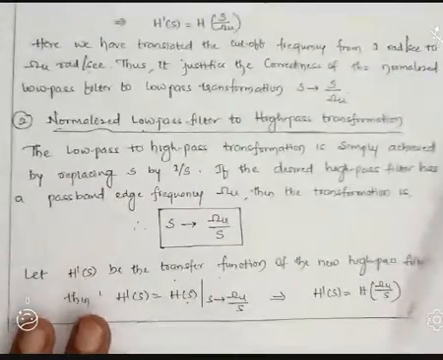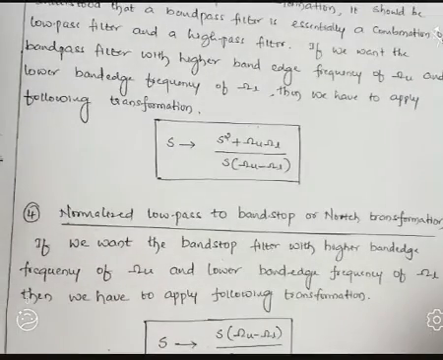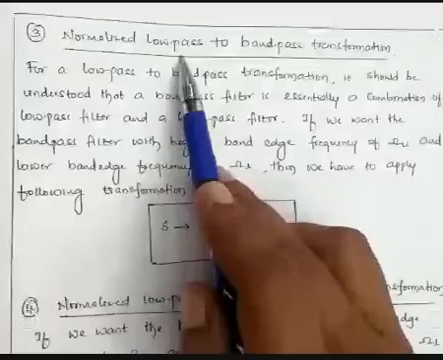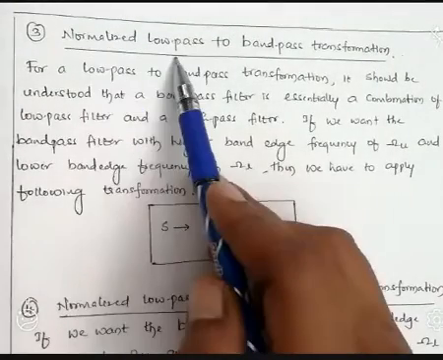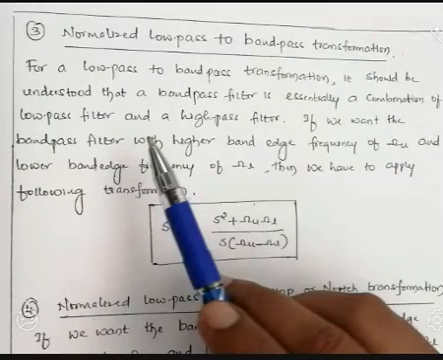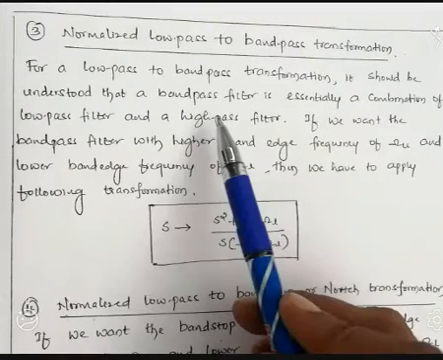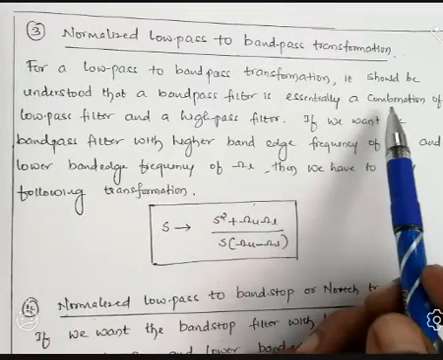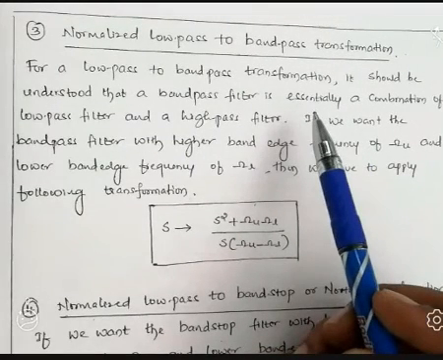Let's see the next case. The next case is about the normalized low pass filter to band pass transformation, or we can say prototype low pass filter to band pass transformation. For a low pass to band pass transformation, it should be understood that a band pass filter is essentially a combination of a low pass filter and a high pass filter. This statement we can picturize from the frequency characteristics of the band pass filter. It is a combination of both low pass as well as high pass filter.